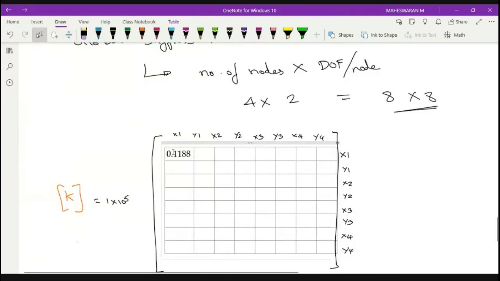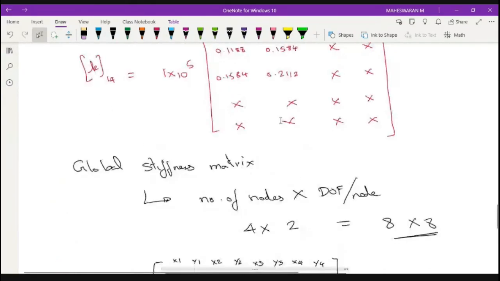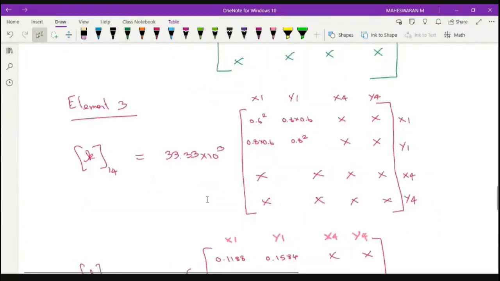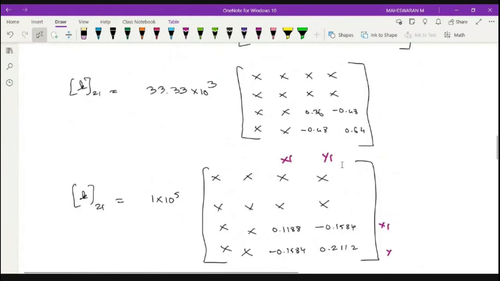0.1188, right? And y1 is maybe getting 0.1584. This is also same, right? Which is 0.1584, and this is 0.2112, right? We are getting these values. Okay, so the first element is over. I'm connecting my first element, addressing it based on the address.